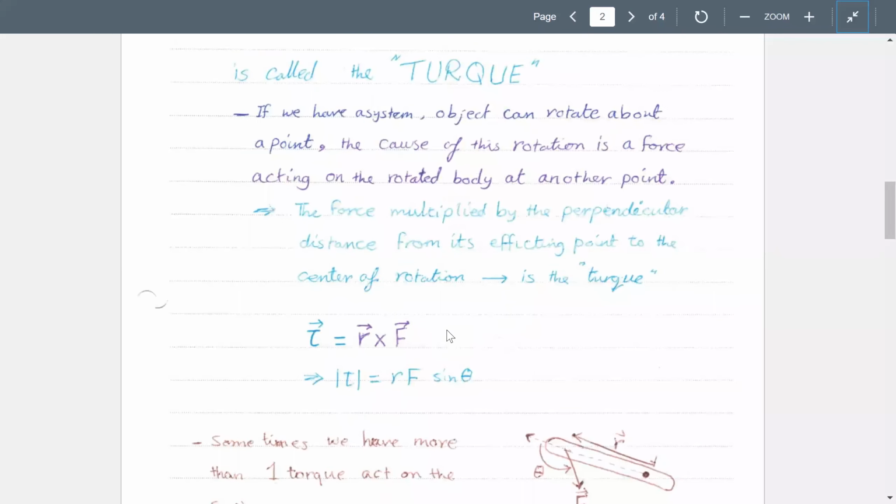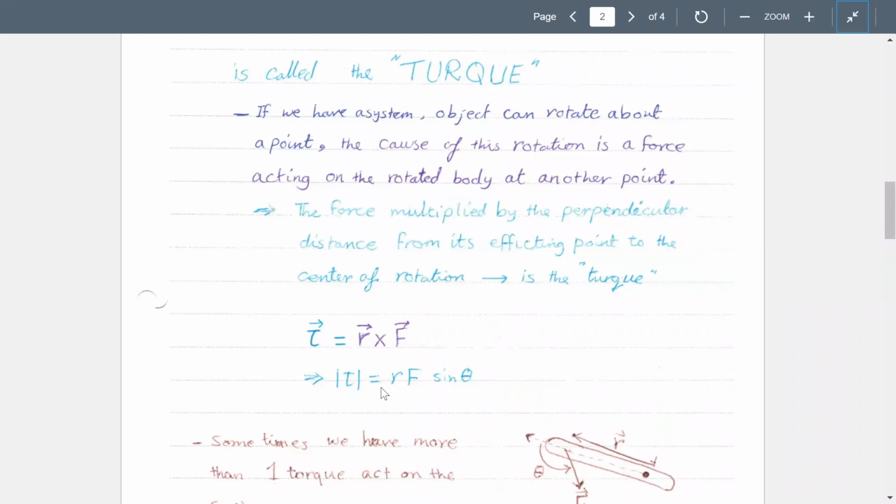So how can we define the torque? Tau is just R cross product, or vector product, with the force F. There are two vectors. We will not deal with the cross product like you see here. We will just use the magnitude of the torque. The absolute value of any vector is equal to the magnitude of that vector.